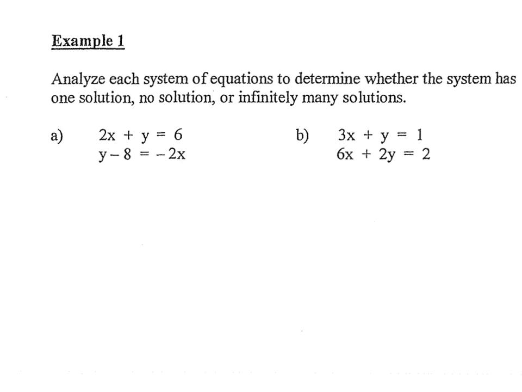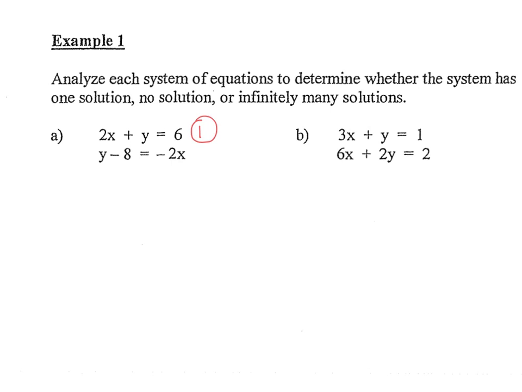Okay, so if we look at example 1 here, we're going to analyze each system of equations to determine whether the system has one solution, no solution, or infinitely many solutions. So we need to find out what the slope and the y-intercept of these lines are. We're going to do the same thing as before, and rearrange them so we can look at what my slope and my y-intercept are for both of these lines.